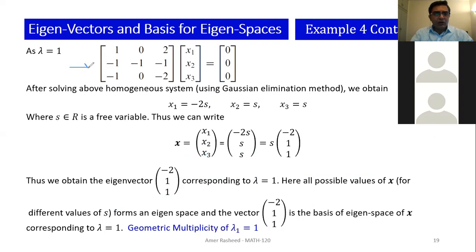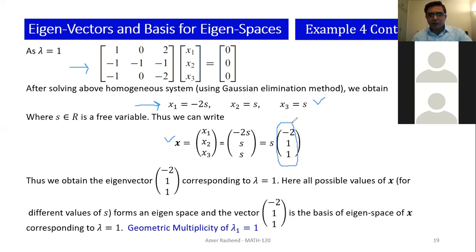Now we solve this homogeneous linear system and we obtain these equations. How do we solve any homogeneous linear system? I hope you know, by using the Gaussian elimination method. First we write its augmented matrix, and we try to reduce this whole system into echelon form, and then we write such systems which involve a free variable s. Now we write x in this form: x1, x2, x3, where x1 is minus 2s, x2 is s, and x3 is again s. Now we take s as common outside and we get this vector.